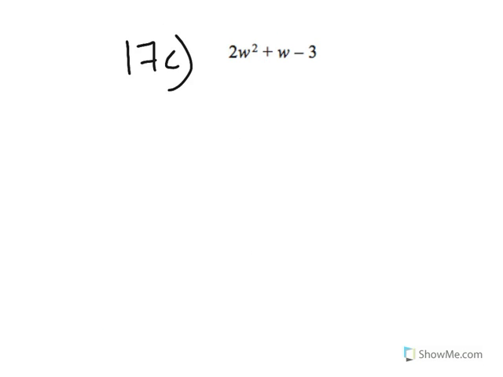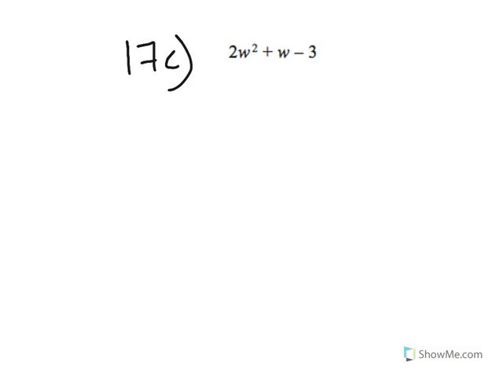Alright, so in 17c they're asking you to factorize. And if you look at it, it's nothing but a quadratic function because it has its square, then it has its normal 1w, and then it has its constant. So it's like a typical quadratic function to factorize. So I'm expecting you know this.